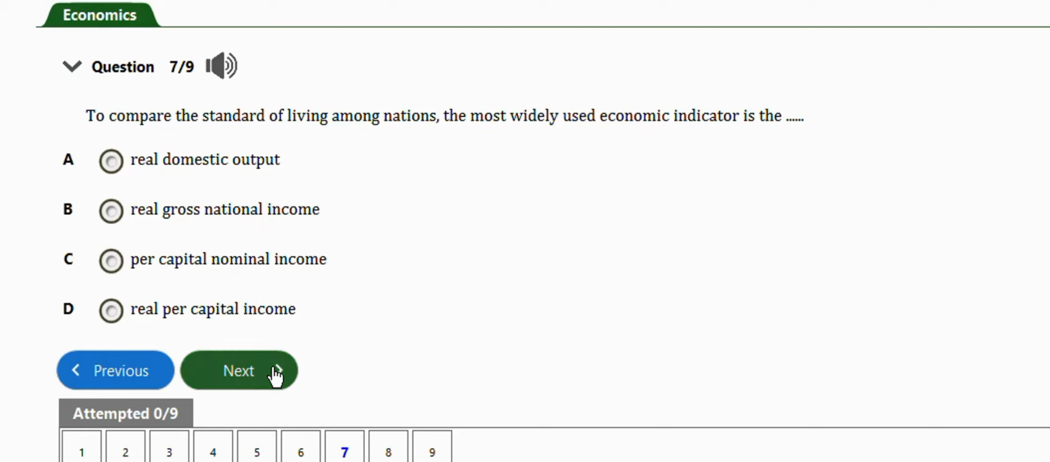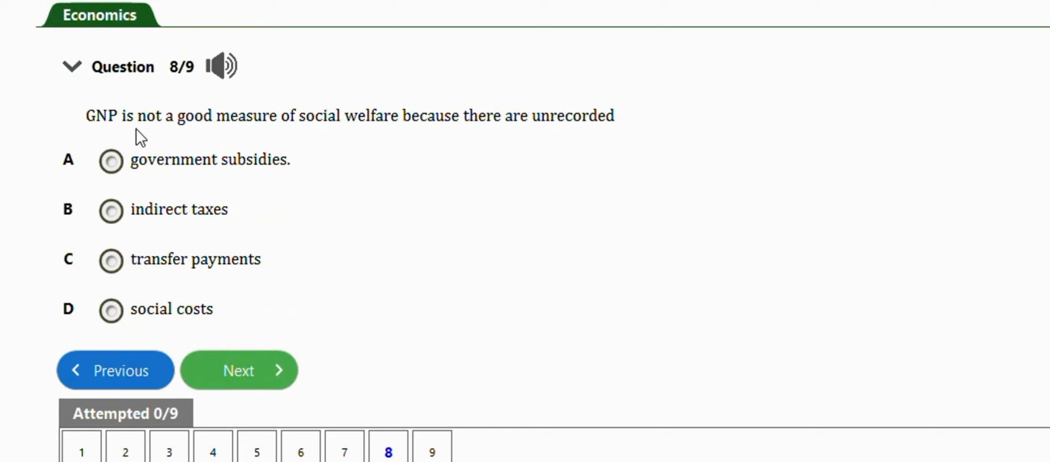The next question is this one. It says GNP, that's the gross national product, is not a good measure of social welfare because there are unrecorded government subsidies, indirect taxes, transfer payment, social costs. So the right answer is option D, social costs.